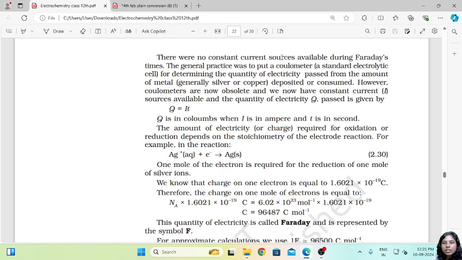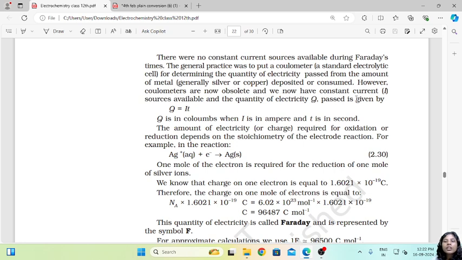There were no constant current sources available during Faraday's time, so the general practice was to put a coulometer, a standard electrolytic cell, for determining the quantity of electricity passed from the amount of metal deposited or consumed. However, coulometers are now obsolete, and we have constant current. Back then there was no source of constant current, so they used a standard electrolytic cell which gave the electricity supply.